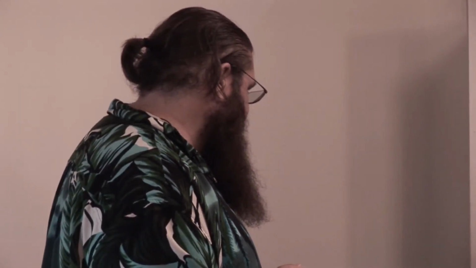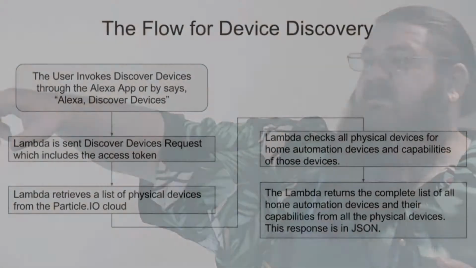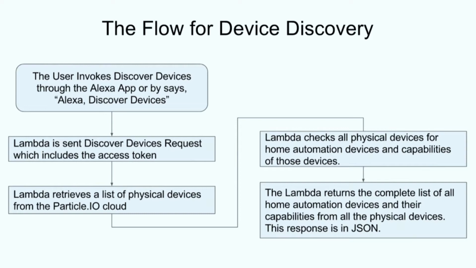There you go. So now it's discovered all devices. That would be the ones in my home, and the ones here tonight that are powered up. So discovery mode goes out and says, what do you have? A Lambda is sent a discovery request. It includes that access token that we talked about, which is how your cloud will determine who you are.